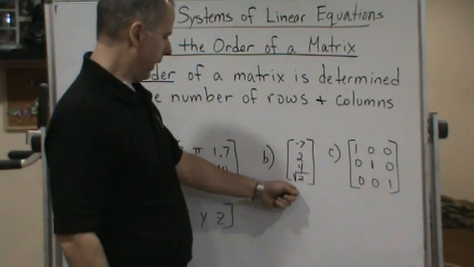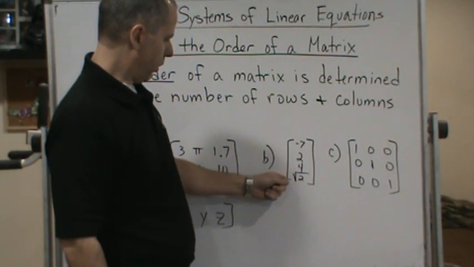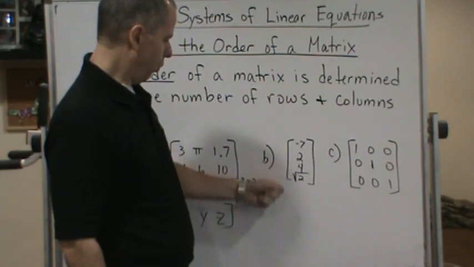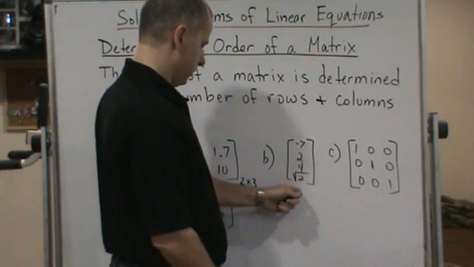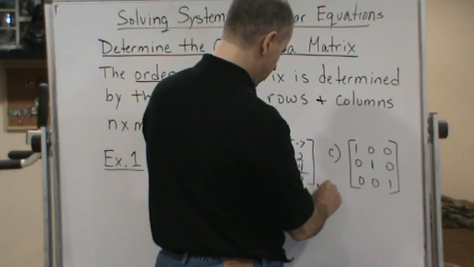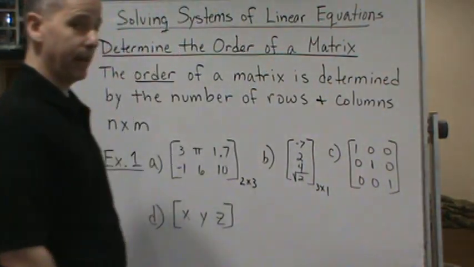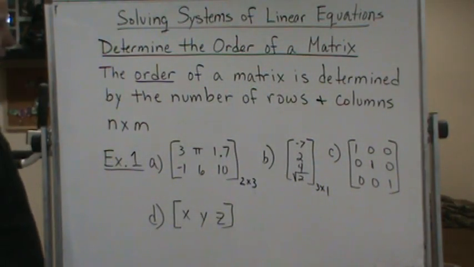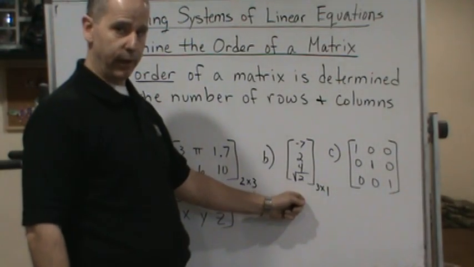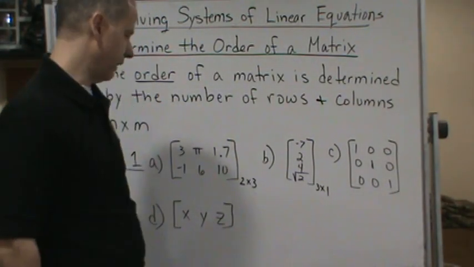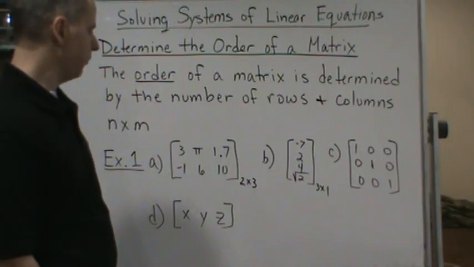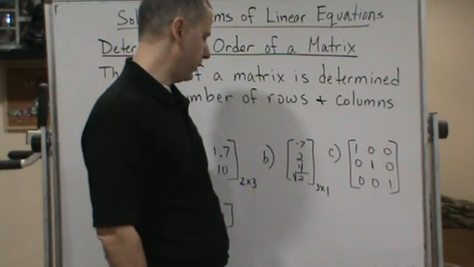This one here has what? 3 rows, 1 column. So this would be a 3 by 1 matrix. Okay? We would also call this a column vector. Okay? But that's for later. But this matrix would be a 3 by 1 matrix.